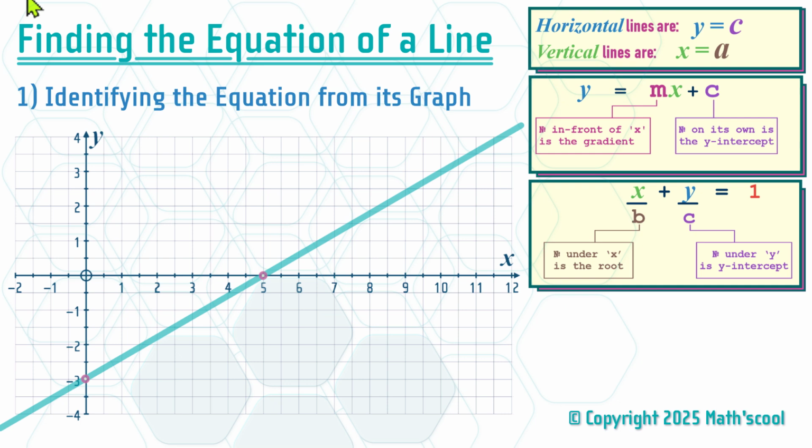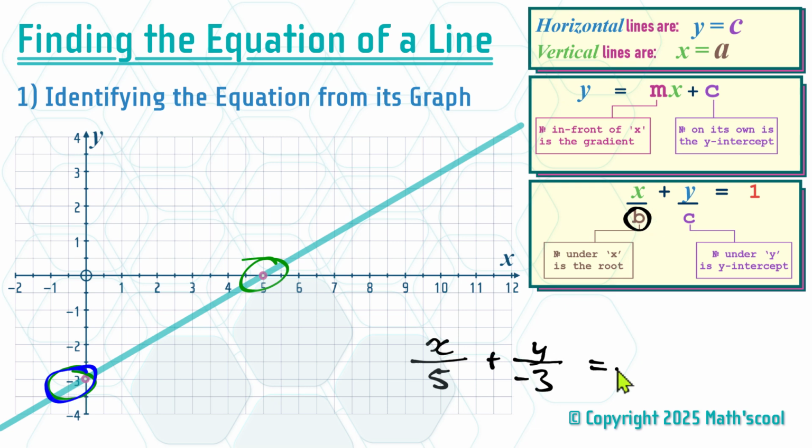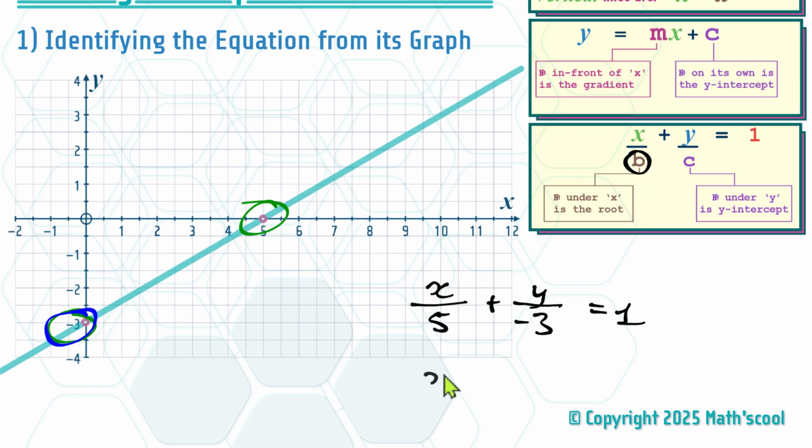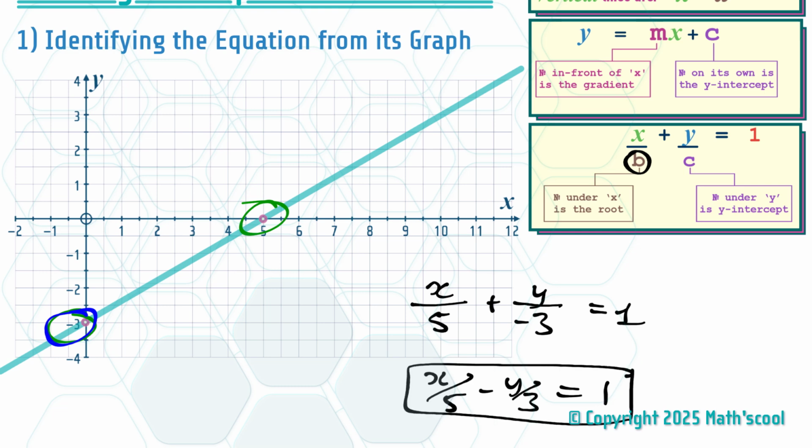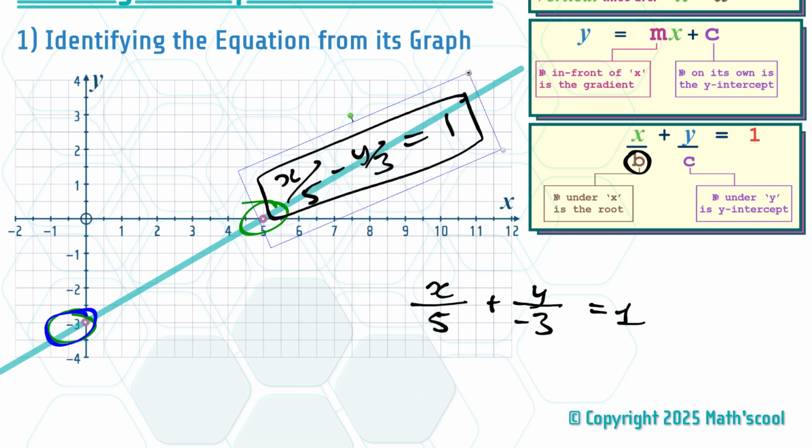In this case, I can see the two intercepts. I can see that it intercepts the y-axis at minus 3. Let's do that in blue. It intercepts the y-axis at minus 3 and intercepts the x-axis at 5. And so the equation is going to be x over, what is the root? The root is 5, plus y over, what is the y-intercept? The y-intercept is minus 3, equals 1. Maybe we'll just tidy that up to x over 5 minus y over 3 equals 1. And then just move it on to there.